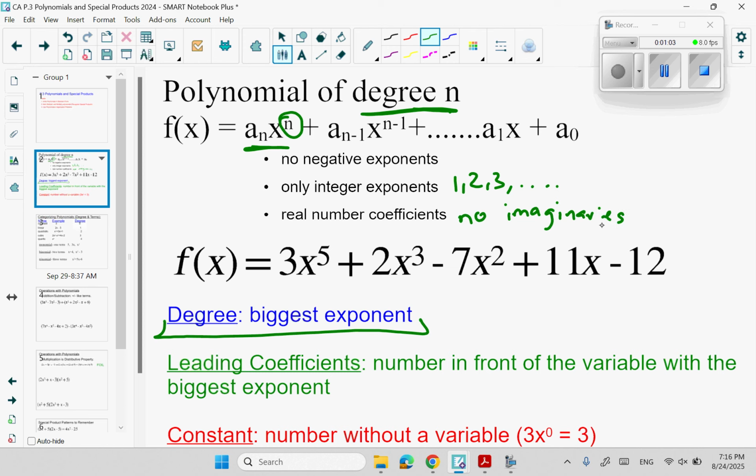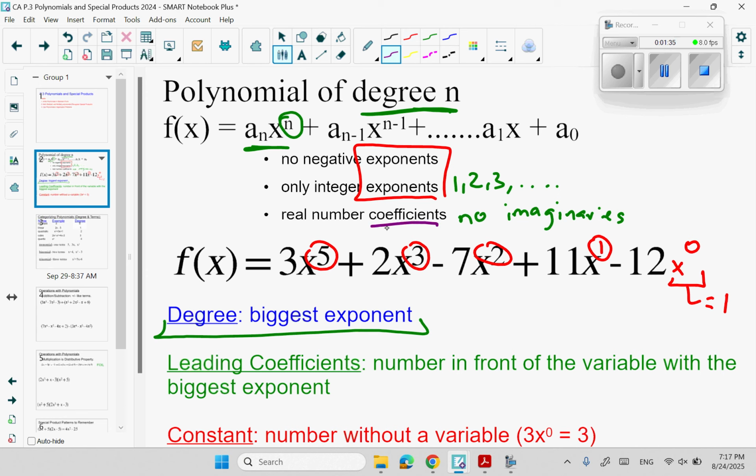Okay. So here, for example, 3x to the fifth plus 2x to the third minus 7x squared plus 11x minus 12. If I look at the exponents, I only have whole numbers. There's no number here, it's implied to be a 1. And this one doesn't even have a variable, so it's a constant. It has a variable to the power of 0, because if we remember, anything to the power of 0 equals 1. So it doesn't actually need that. 12 times 1 being, of course, 12.